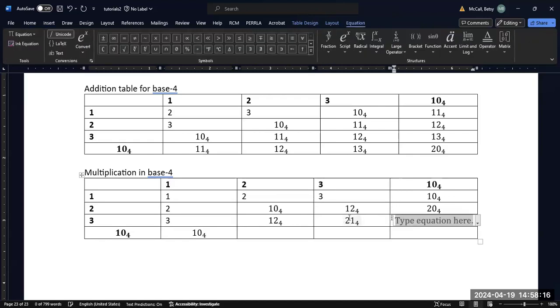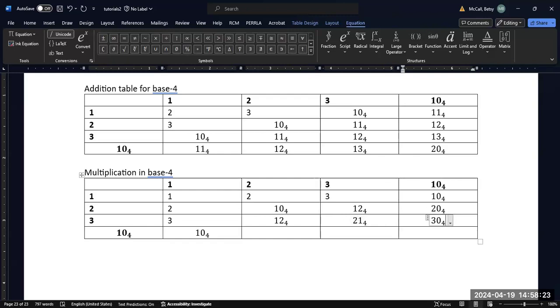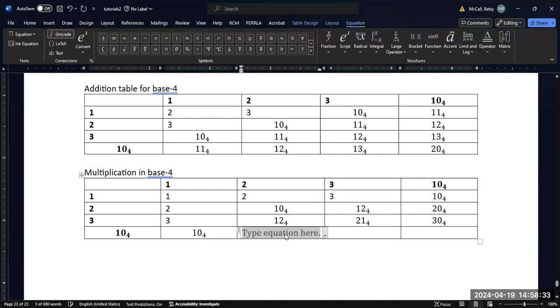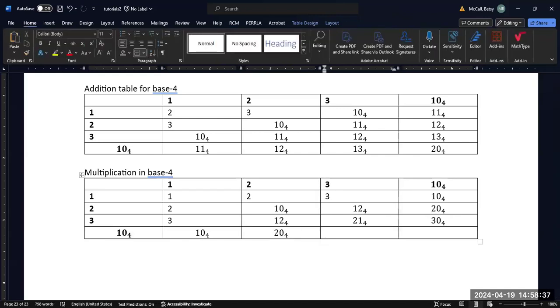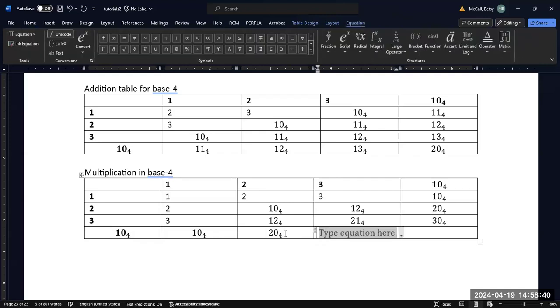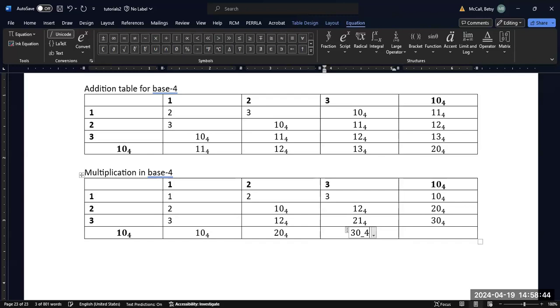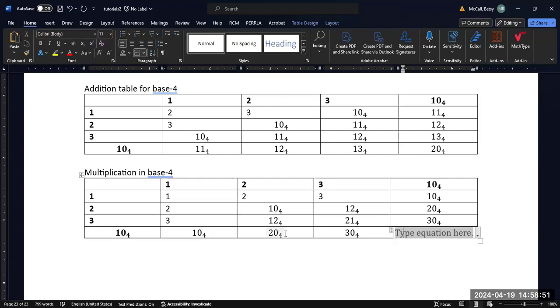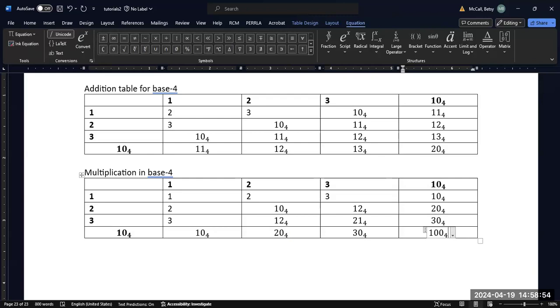And what about 3 times 10 or 3 times 4? That's 12. That's 3 copies of 4. That's 30. 4 times 2, we know that's 8. So that's going to be our 20. And 3 times 4, that's 3 times 10. So that's 30. And then 4 times 4 is 16, but that's where we've now jumped the digit. We have no loose copies of ones, no loose copies of four. We have one copy of 16 because that's the next digit in our base.